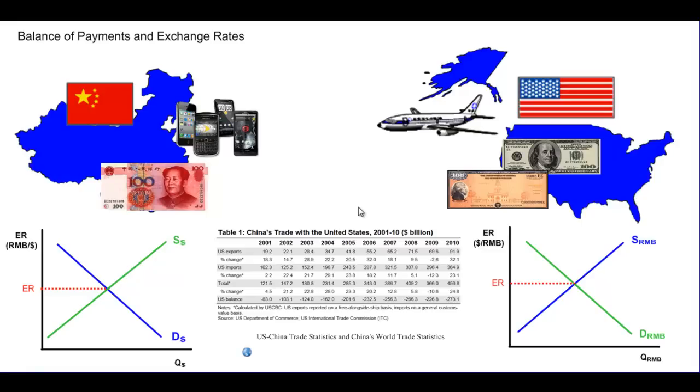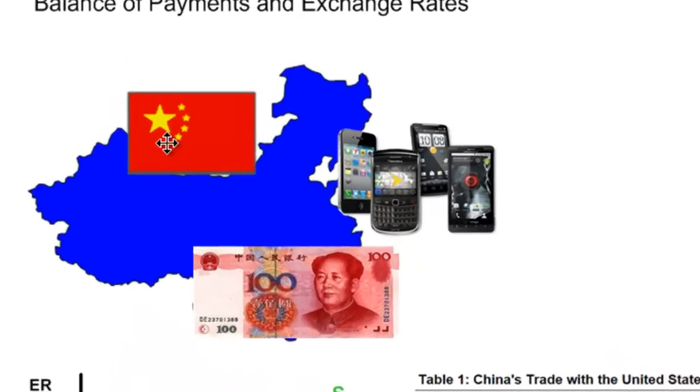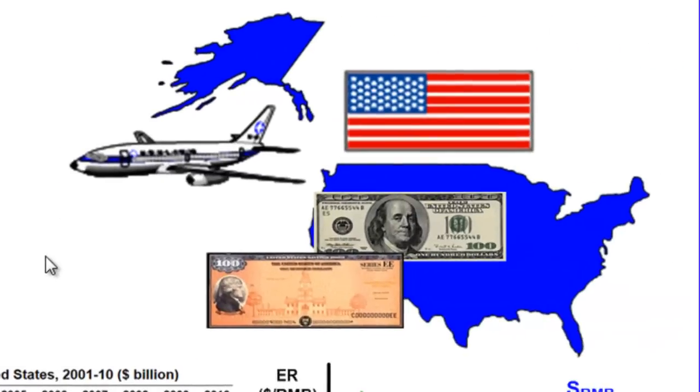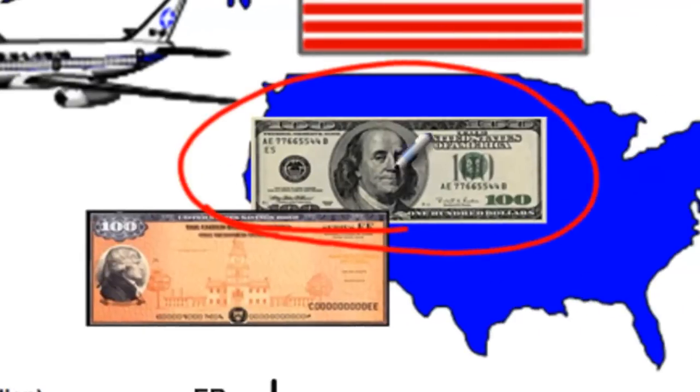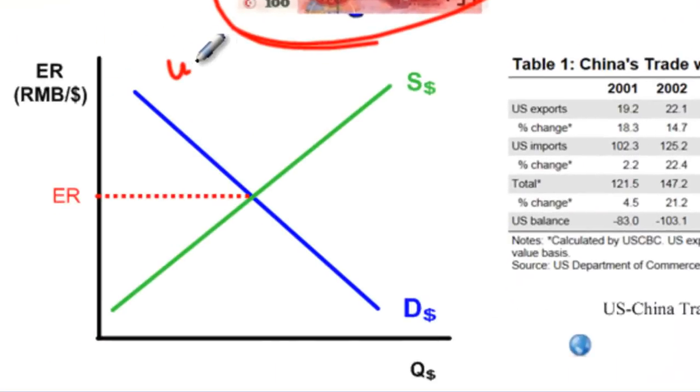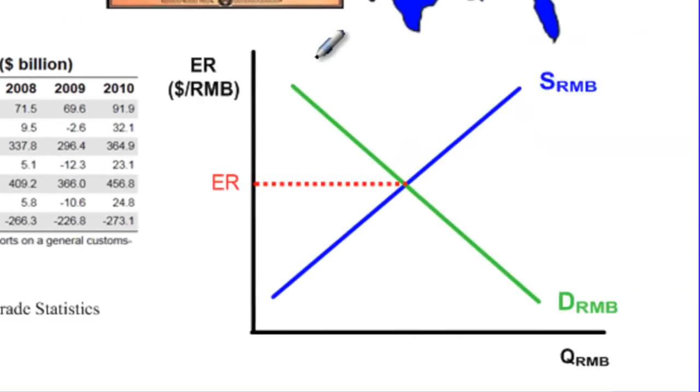So on the page here, we have two countries, China and the United States. We have two currencies, the Chinese RMB and the US dollar. And we have two foreign exchange markets. The two foreign exchange markets we're going to be examining are that for the US dollar in China and that for the Chinese RMB in the United States.